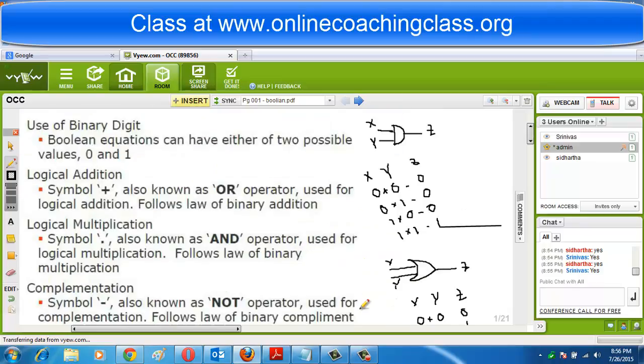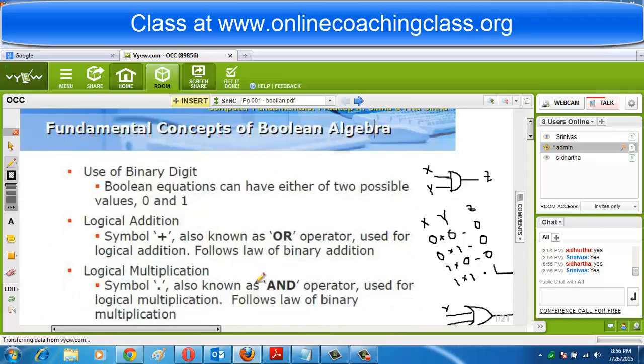Okay, now read this. Use of binary digits: a Boolean equation can have either of two possible values, 0 and 1. I already told you, the whole digital system runs under this condition, 0 and 1, because it runs in a binary system, and binary has base 2. That means only two digits create this number system, one is 0, another is 1. So any input may be 0 or may be 1.